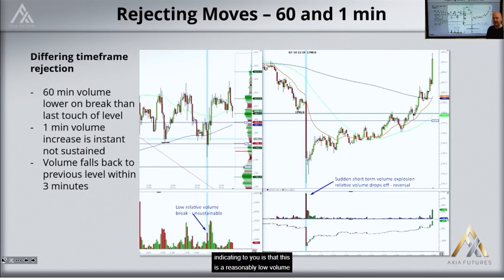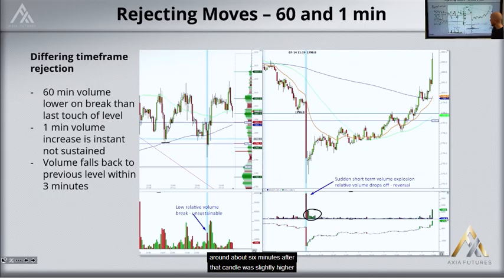So actually what this is indicating to you is that this is a reasonably low volume movement in terms of the period after that candle. So what we're seeing then is one instant where you get this huge volume, it's not sustained, it increases and drops very quickly. And in doing so, what this does is it slows the move down, so you get that volume drop. You see this very, very quickly.